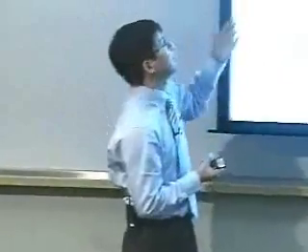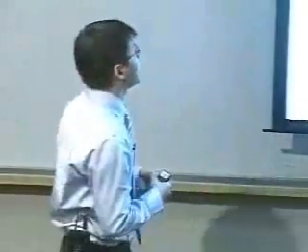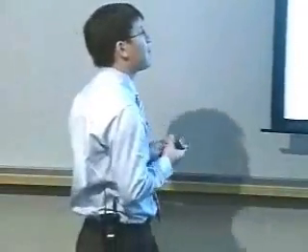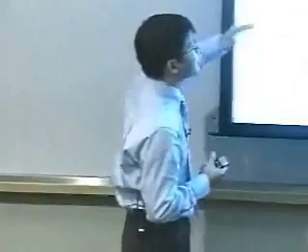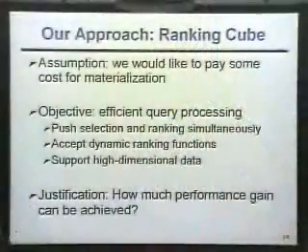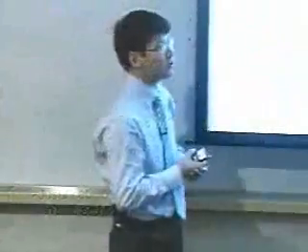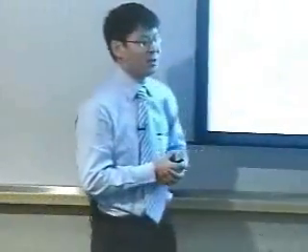So now we have a different configuration. We want to do something new. We want to pay some cost for materialization. Our objective is to do efficient query processing. In detail, we want to push this selection and ranking simultaneously into query processing. We want to accept dynamic ranking functions, and we also want to support high dimension data.